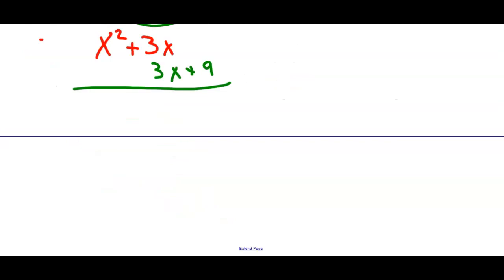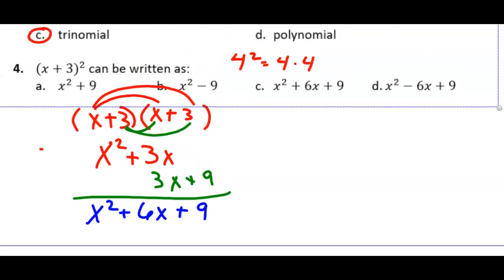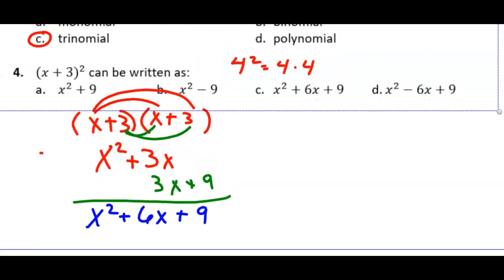Bring down your x squared. What are my x terms going to be? 6x. And 9. Work that out, and then go to your answers. Is it C or D? C. All right, so that's a problem you've got to work out. You've got to do your double distribution if you see something like that.